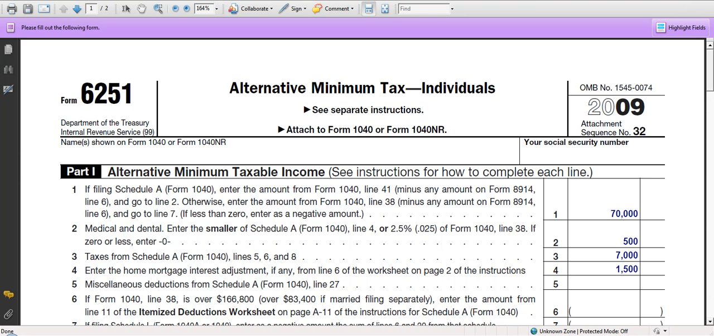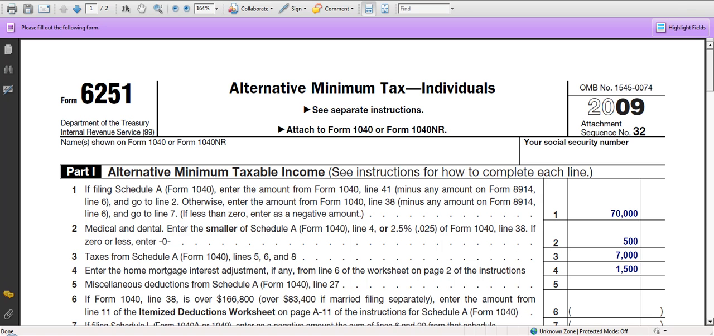This video is going to illustrate the calculation for alternative minimum tax and alternative minimum taxable income, AMTI. On the screen here is Form 6251. We're going to go through a simple calculation. We'll start off with Part 1, Line 1. Basically, Line 1 is your regular taxable income taken from your 1040.